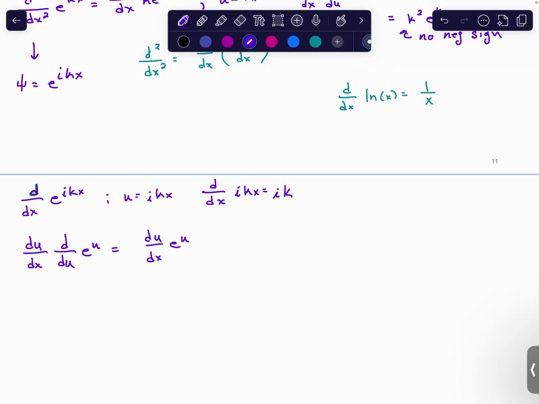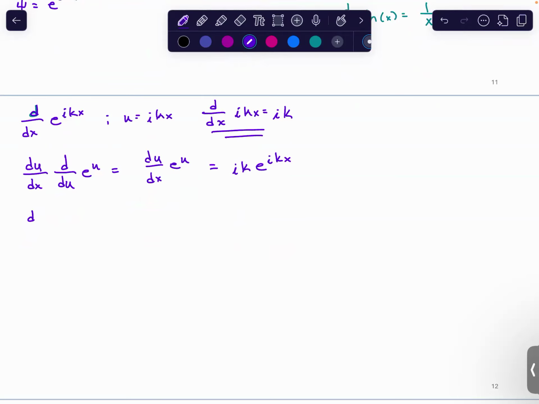Okay, so now we know our du/dx is this, and our e to the u. So our du/dx is going to be ik e to the ikx. Now we could go through this process again, but I think you're getting used to how this works. We would take another derivative with respect to x of ik e to the ikx. The initial ik, being a constant, is going to pull out front, and we would just do the derivative of e to the ikx again, which we've already solved.